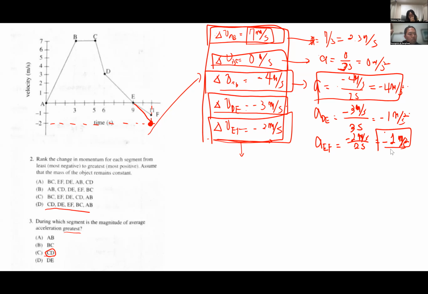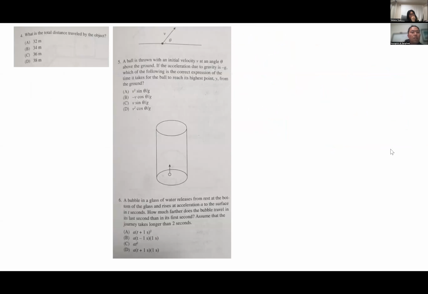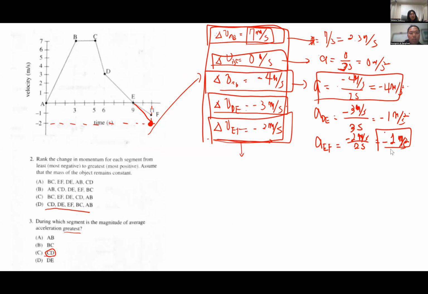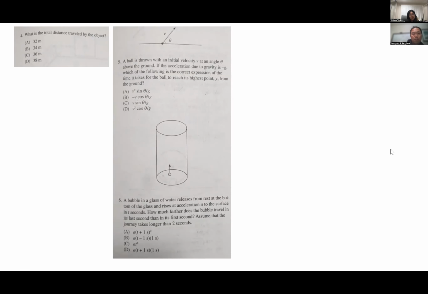Does it ask for total distance or final distance? You go back, let's check. Total distance traveled by object. So from A to F, I got D. How much? D. 38 meters. 38? Okay, let's find out.